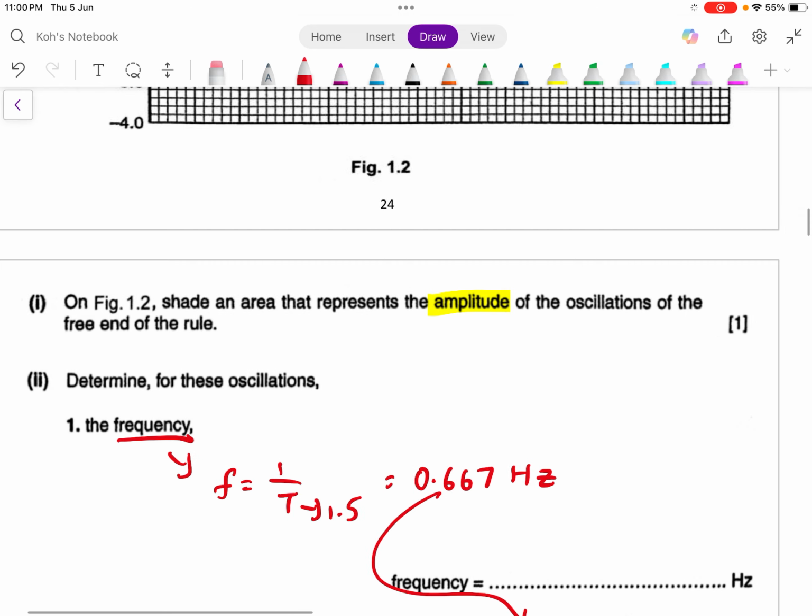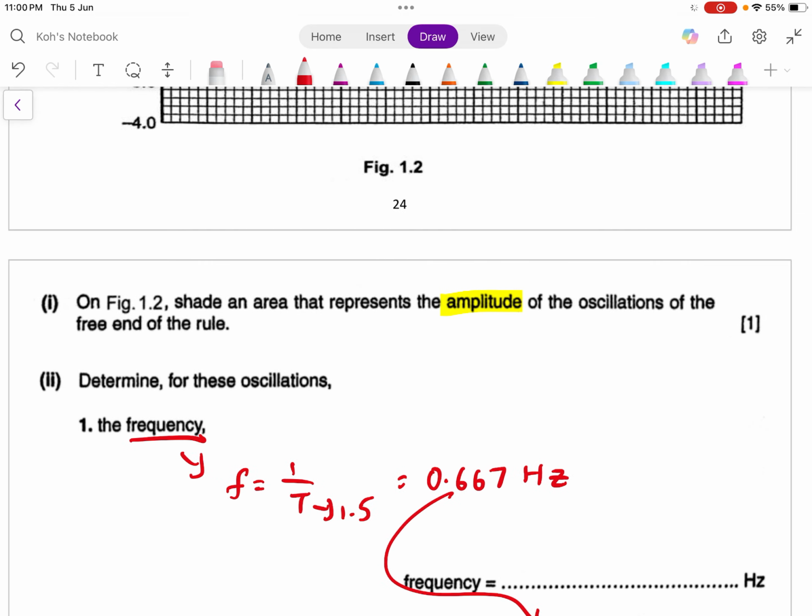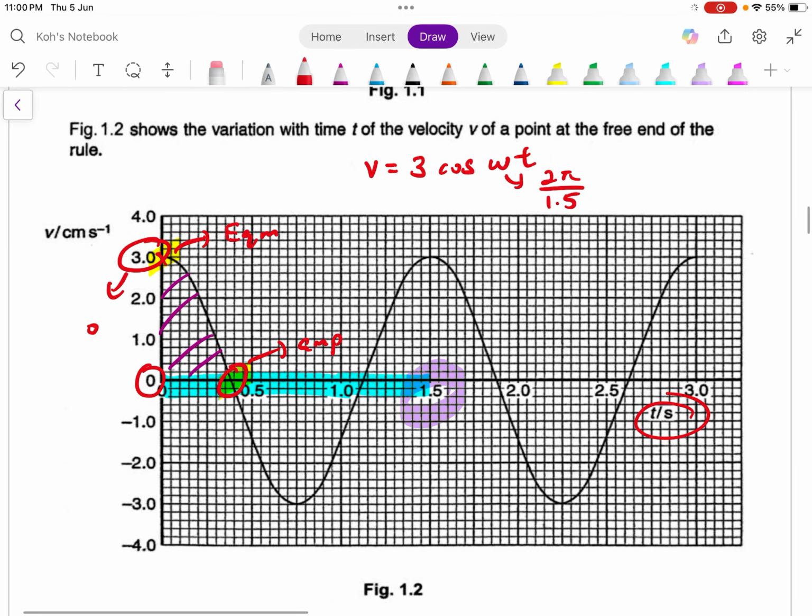Okay. So the first part, we are asked to shade an area that represents the amplitude of the oscillation of the free end of the rule. Just think of one thing: this is a v-t graph, so the area under the graph will give you the distance. Let's look at the very first part, 3 centimeter. At time equal to 0, your velocity is the maximum, meaning that you are at equilibrium. Then as you move, your velocity decreases until this part, where the velocity is 0. So at this part you are at the amplitude, the maximum point or minimum point. So the area under this must be the amplitude.